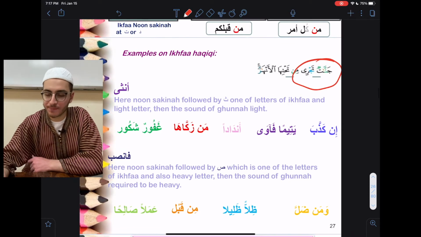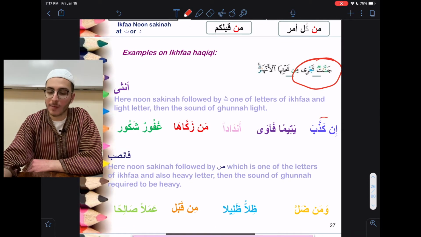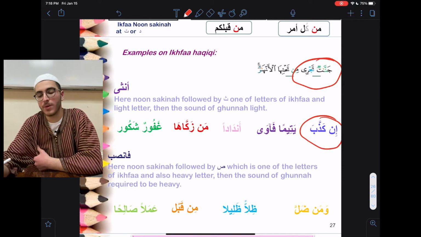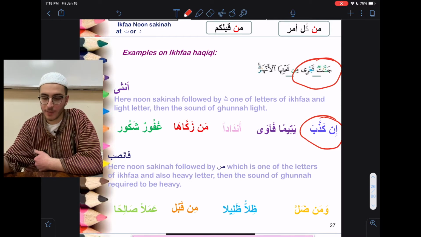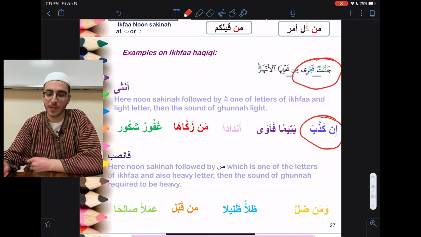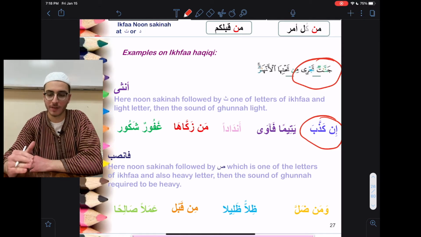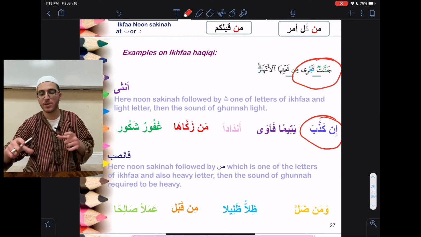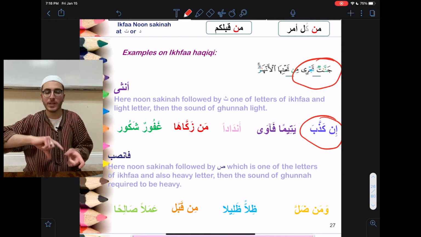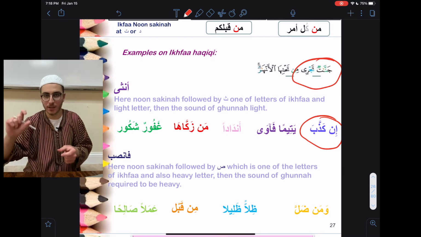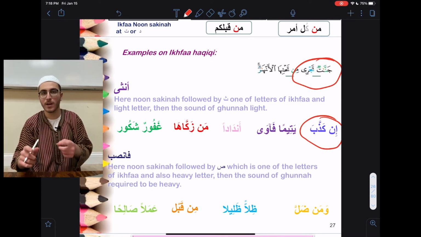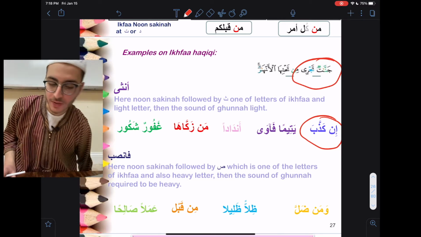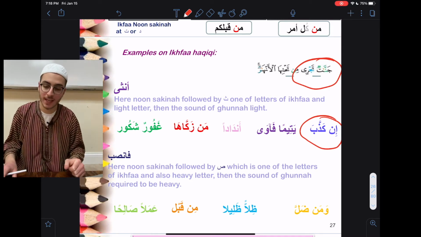Here we have more examples. So in kadhaba. Okay? So I'm making ikhfa on kaf that comes after the noon. Kaf is, again, if you go through the letters, a letter of ikhfa. That's why we make ikhfa. I'm repeating myself just so you don't get confused between idgham and ikhfa, because the noon sakin and tanween are in the same form, where the noon doesn't have anything over it, or the tanween is separated. Okay? So when we pronounce in kadhaba, what am I doing?